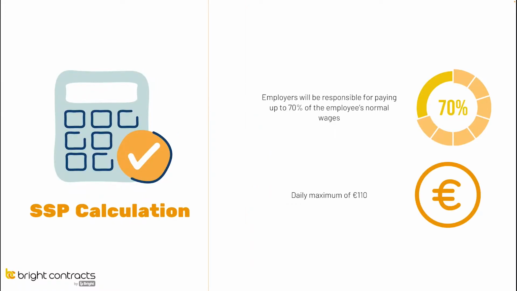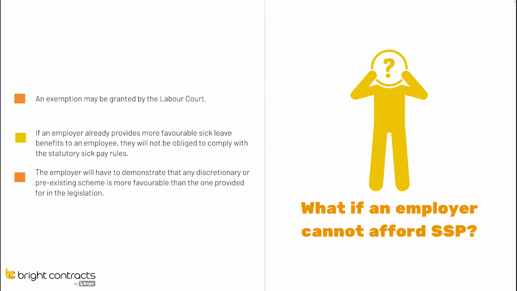So moving on to the payment side of the scheme, employers will be responsible for paying up to 70% of the employee's normal wages. And before anyone asks this question, because I've had this a few times, the government will not top this up to 100%. So it is the employer who is responsible for paying 70% of the normal wages. It will not be topped up. But it is subject to a daily maximum of €110. Now, the new scheme operates as a minimum entitlement and it doesn't prevent employers from offering better sick pay provisions to their employees.